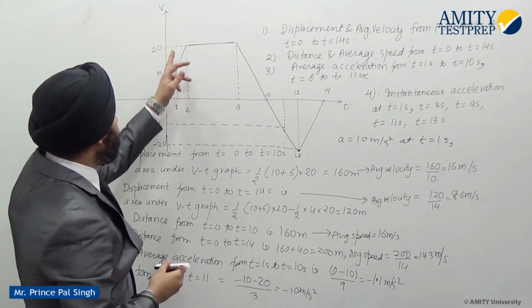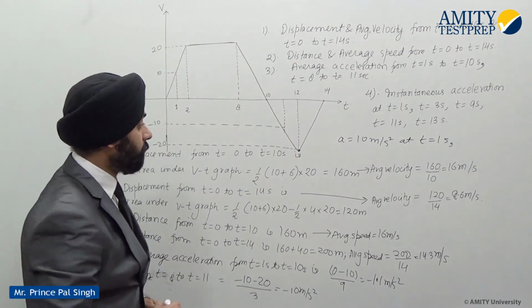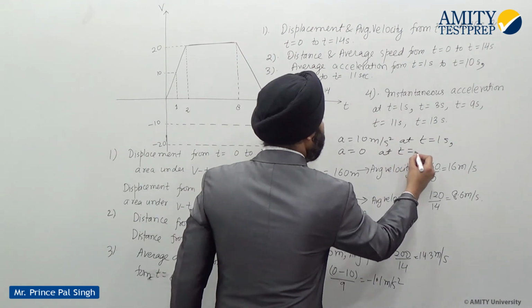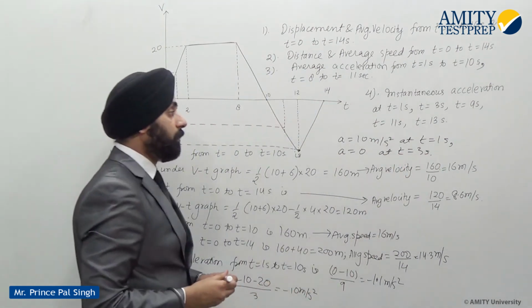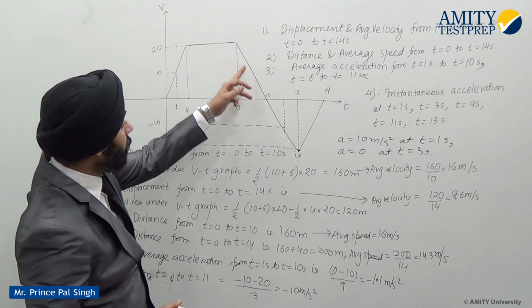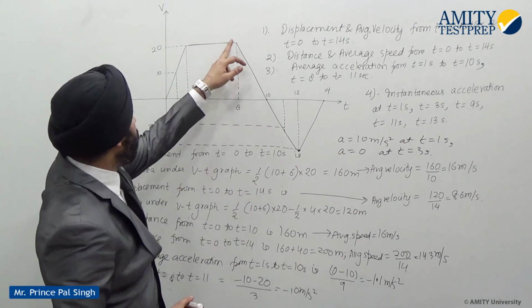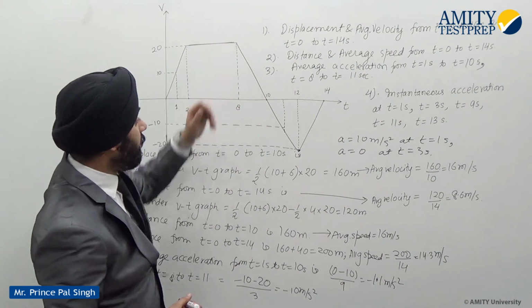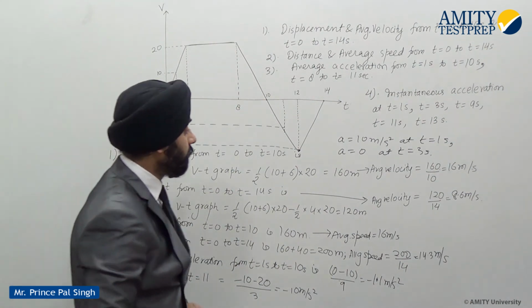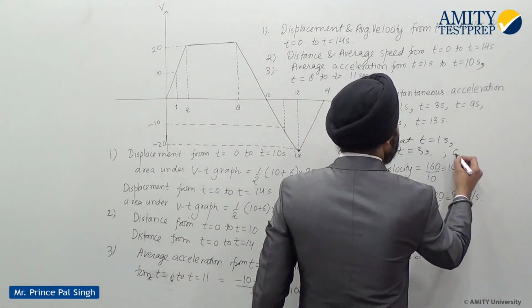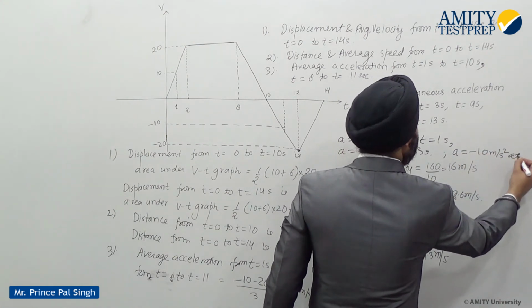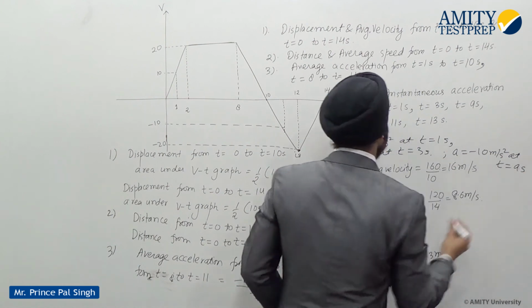At t equal to 3, you see that the slope of this line is 0. So a equal to 0 at t equal to 3 seconds. At t equal to 9, the slope of this line is negative, which is 20 divided by 2. This is 2, this is 20. The slope is minus 10. So a equal to minus 10 meters per second square at t equal to 9 seconds.